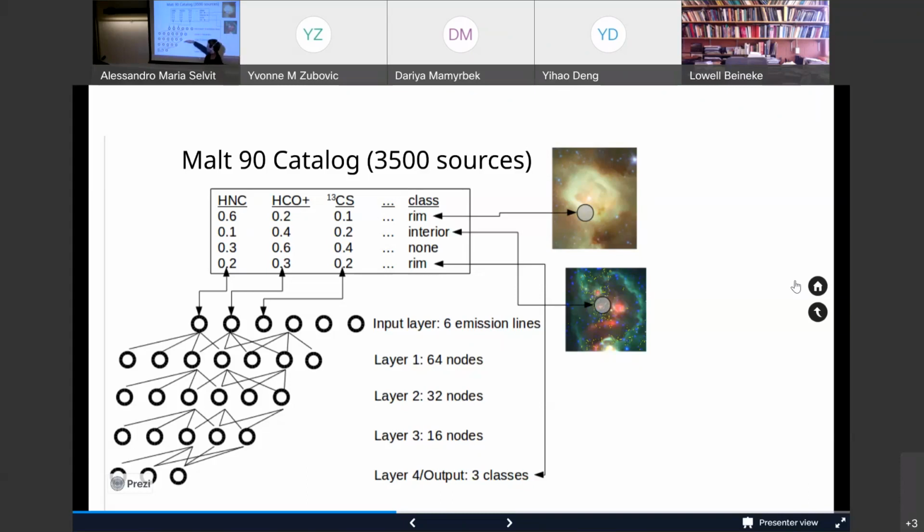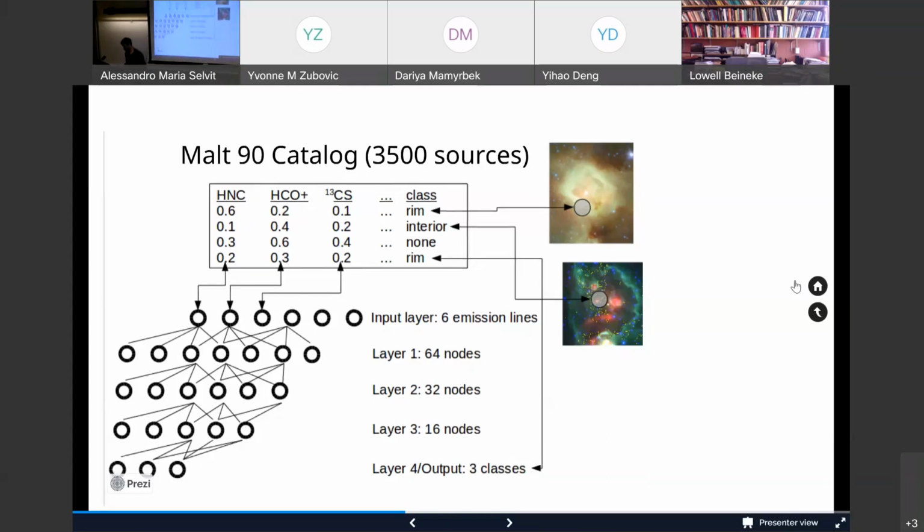So we have a couple layers of this process combining line strengths. We end with an output layer where there are 3 nodes. Those nodes are restricted to have numbers between 0 and 1. Each node corresponds to one of those categories, and we interpret it as the probability. That is, this might be the probability that the source should be classified as rim. This is the probability of interior. This is the probability of none. And of course, we enforce the restriction that they add up to 1.